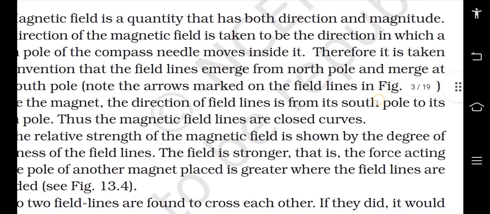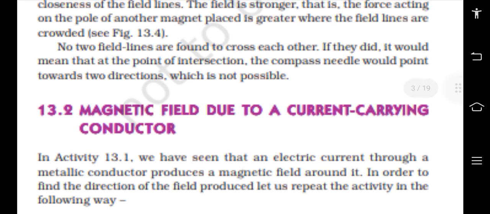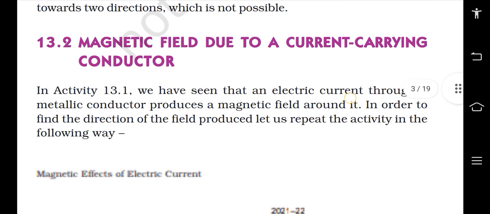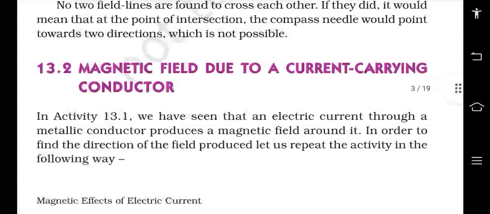Okay, and come to the next topic here. Magnetic field due to current carrying conductor. We already discussed there will be a magnetic field when current passes through a conductor. When current passes through a conductor, the conductor itself becomes a magnet, or there will be a magnetic field created.